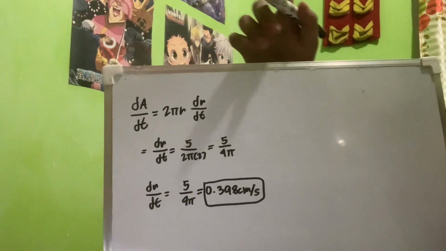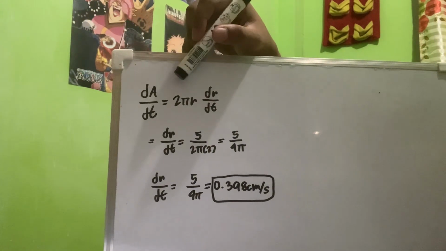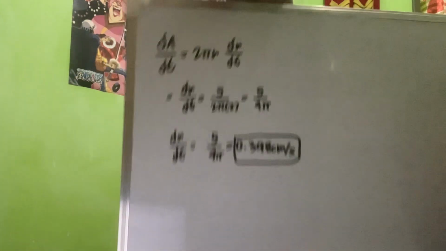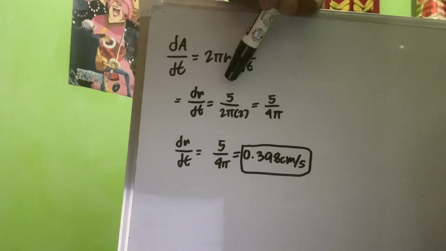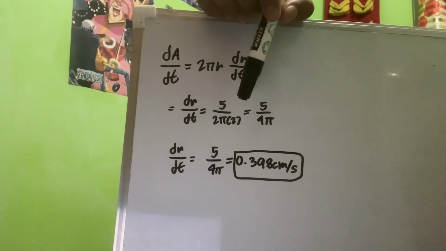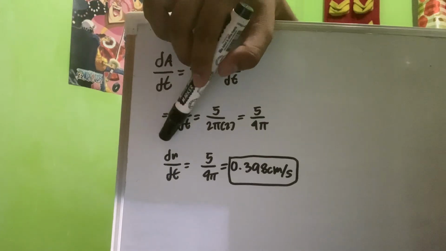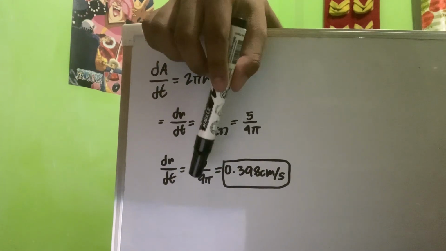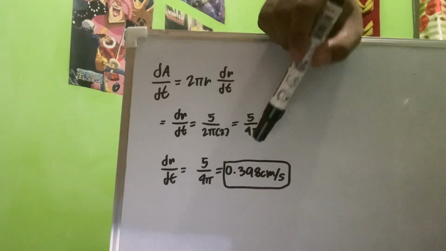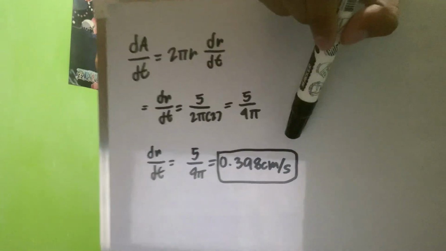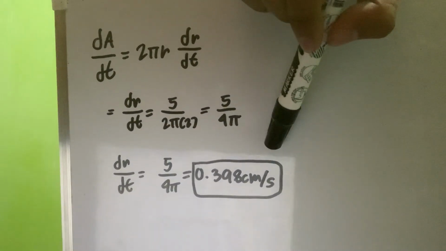So I already solved problem number 16. dA over dt equals 2 pi r times dr over dt. So dr over dt equals 5 over 2 pi times 2, and 2 pi times 2 equals 4 pi. So dr over dt equals 5 over 4 pi, so you divide it, and the answer is 0.398 centimeters per second. So this is the answer of problem number 16.